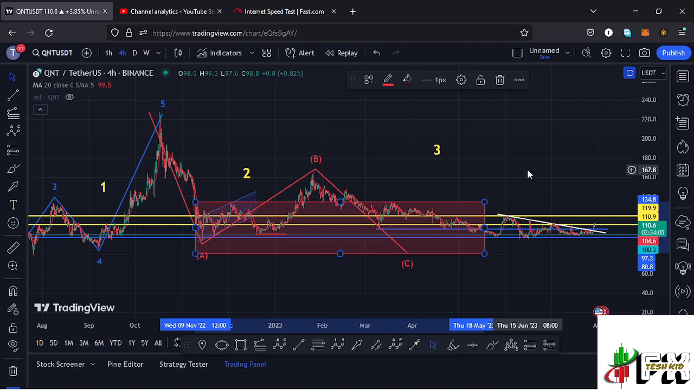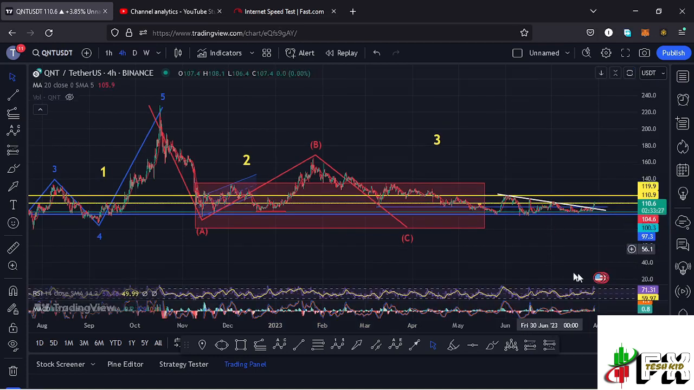So those are the two possible scenarios that I have in mind here on the charts, on the long term point of view on the Quant chart, and also on the short term, where I'm expecting that Quant might see a break above the $110.9 mark and give us another high at around the $120 mark. But in case we are unable to break above that key area of resistance, then I'm expecting a bit of a pullback to the key area of support at around the $106.5 mark.